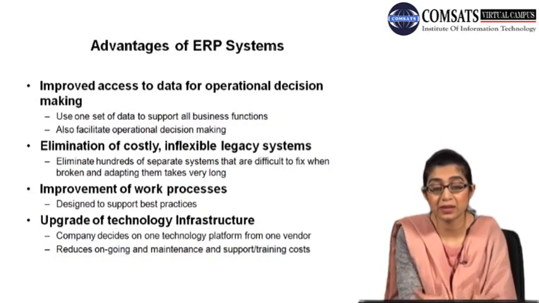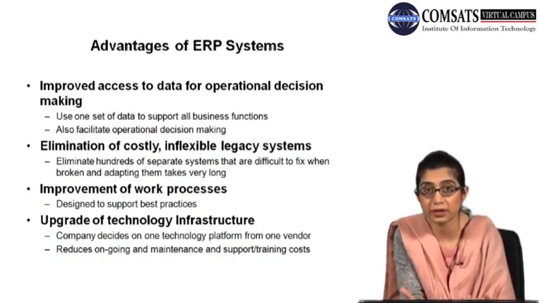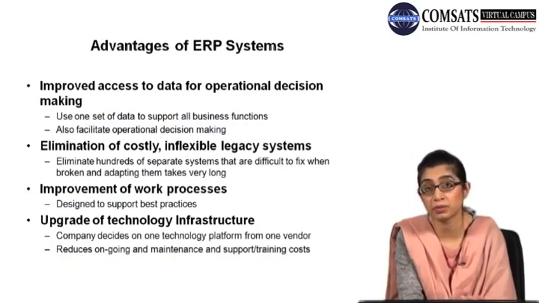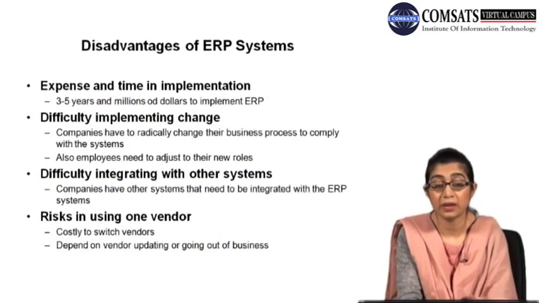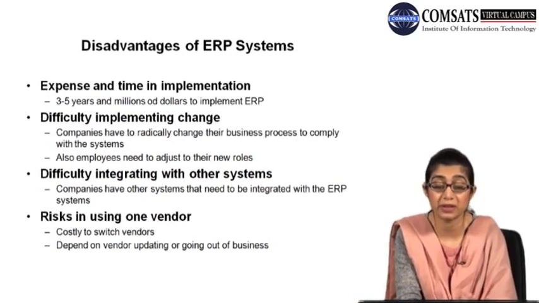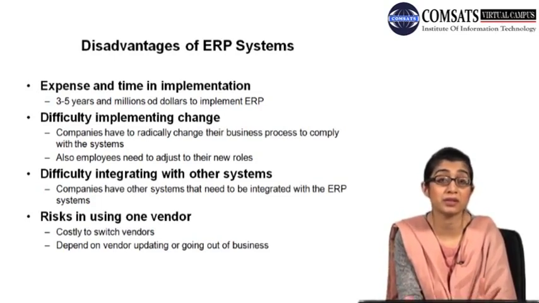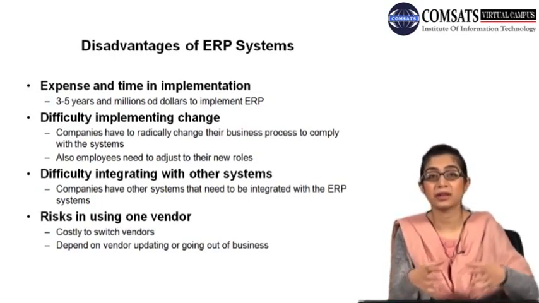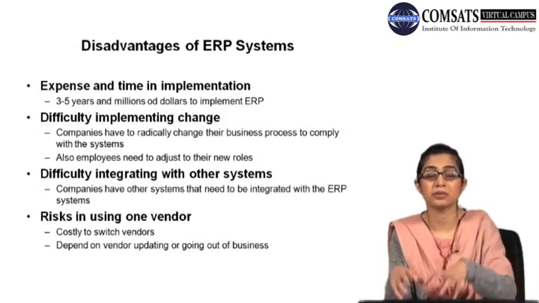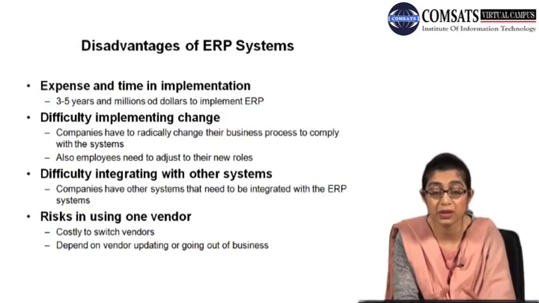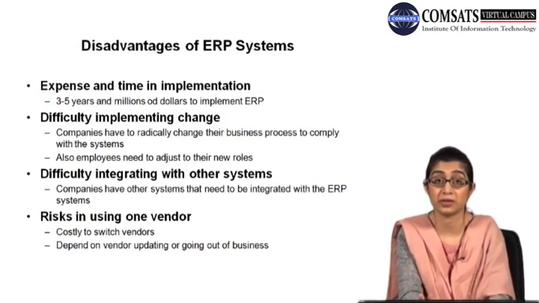But even though these are the advantages of using a special kind of enterprise system from one vendor, these information systems create certain problems as well. And the number one disadvantage of ERP system is the expense and time in implementation. Implementing an enterprise system or an enterprise-wide system throughout the organization is not an easy task. And it is not like you bought a system and you immediately implemented it. It takes around 3 to 5 years and millions of dollars to implement an ERP system in an organization.